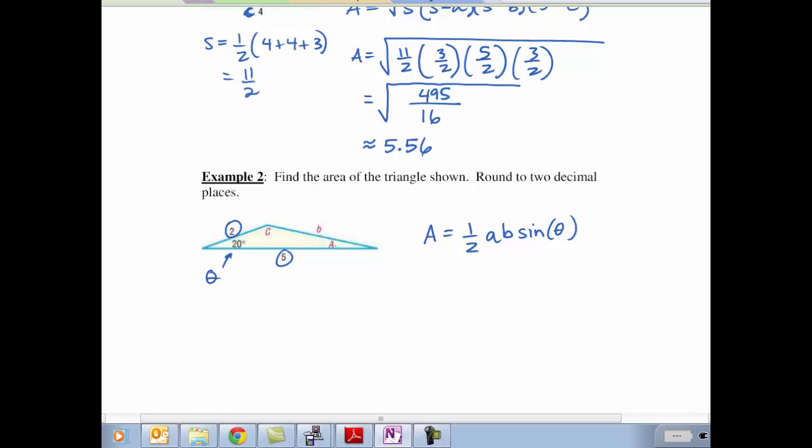Conventionally, we would say, actually this would be called C. So it doesn't matter which 2 sides we have, A and B or C, whatever, but this is opposite angle A, this is opposite angle C, so really what we've got is a C sine theta, but as long as you've got any 2 sides and the angle between them, we have the right information. So 1/2 times 2 times 5 times sine of 20 degrees.